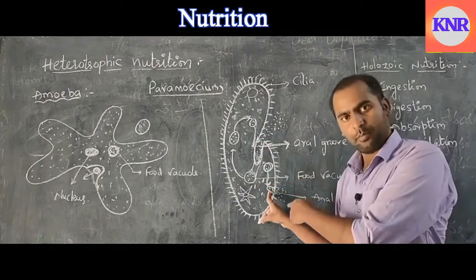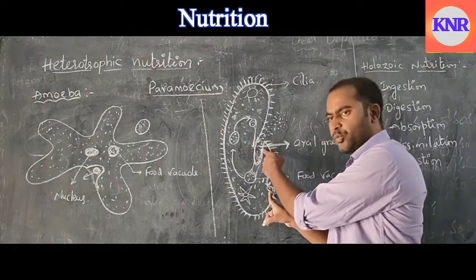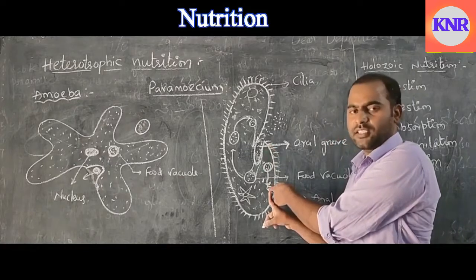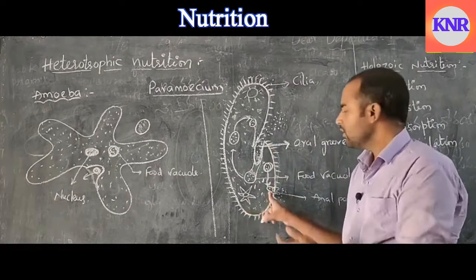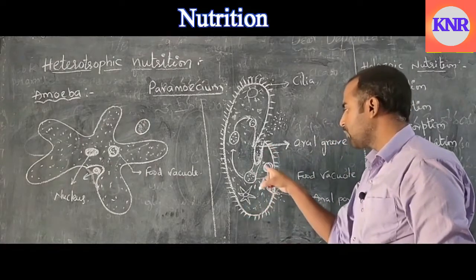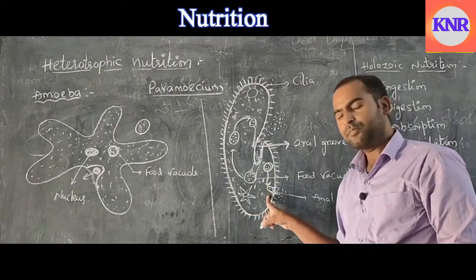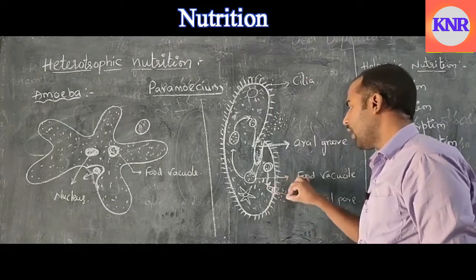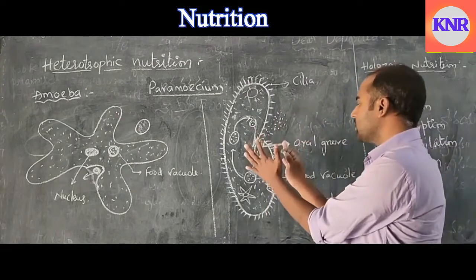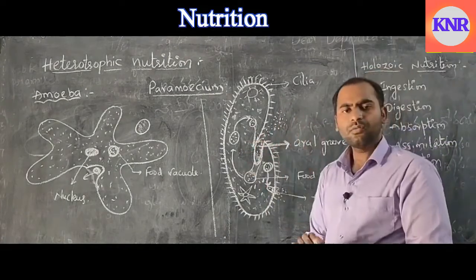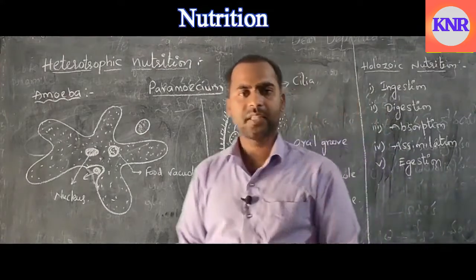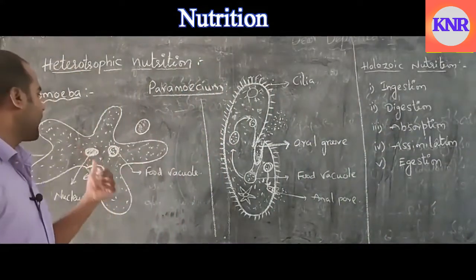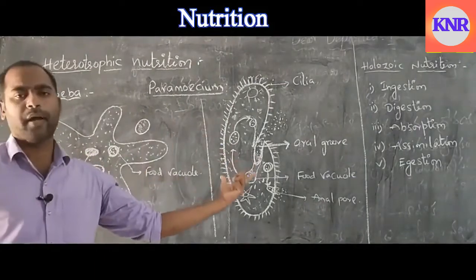It has a specialized anal pore. Yes, it has an oral groove to take in the food and an anal pore to eject the undigested food. Right? So near the anal pore the food vacuole will be taken, and from here the waste food material will be thrown outside. This is how digestion takes place inside unicellular organisms like amoeba and paramecium.